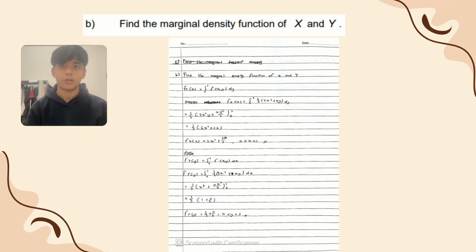Now I'm going to explain question 2b, which is to find the marginal density function of X and Y. The marginal density function of a random variable is obtained by integrating the joint probability density function over the range of the other variable.